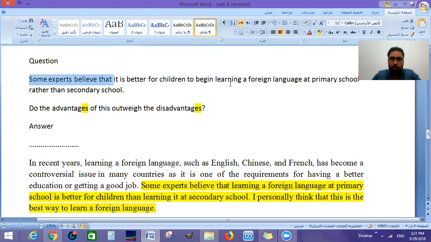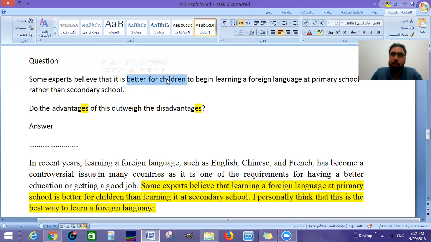Then we have learning a foreign language. Learning a foreign language at primary school is better for children. Better for children. So we didn't really have that much of a variety of lexical resource. It's not really recommended that you repeat the words that are given to you in the question, especially if there are many words that could replace the words in the question.